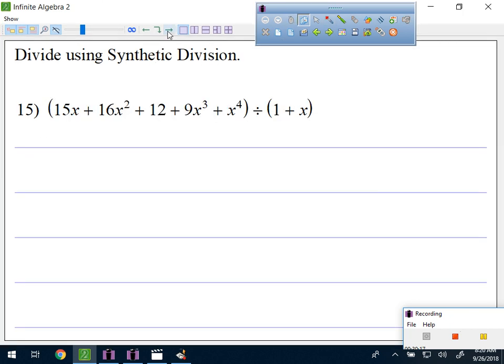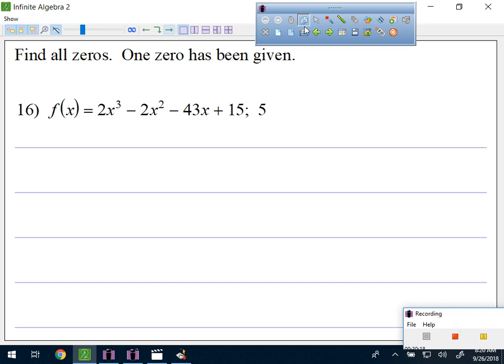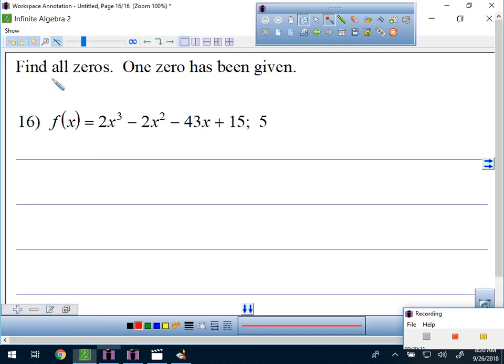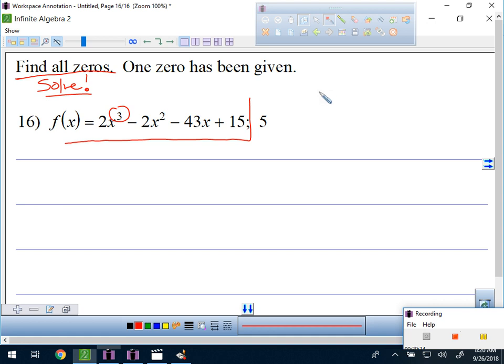All right, for question number 16, it says find all zeros. And this is what got some of y'all yesterday. Find all zeros means I want you to solve it. Now, what I mean by that is look at this polynomial. Here's my polynomial, 2x cubed minus 2x squared minus 43x plus 15. This power of 3 lets me know how many answers I'm going to have? 3. So I know that I'm going to have 3 answers.